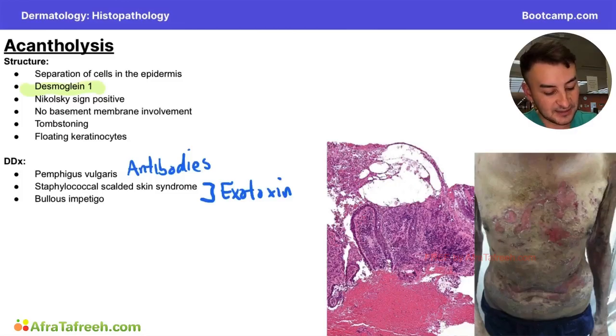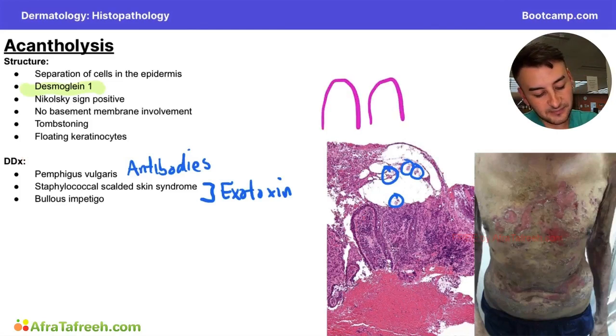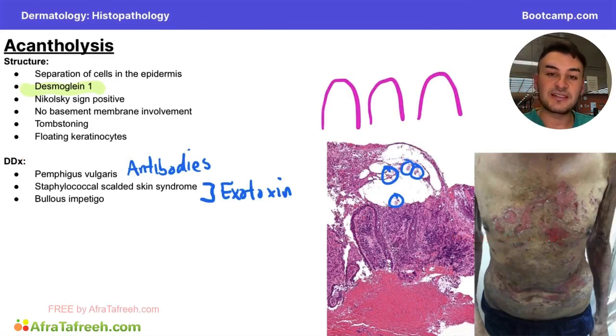Now, acantholysis is characterized by these floating keratinocytes. So you see this is a big blister of white fluid. There are floating keratinocytes inside. Also, there's going to be something called tombstoning. I'm going to zoom in for you on these keratinocytes. They look like this. They look like tombstones in a cemetery. At the cellular level, these would probably look more like this.